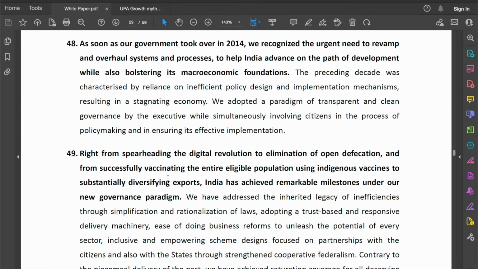One thing they have mentioned is that they have eliminated open defecation. I think this is not something you have to maybe credit. You can take credit for it because that happened in your regime, but it's not that you are responsible for it. Since independence, we have been working on it, and now after 60, 70 years, we have become free from open defecation. So that is the success of all the governments till date.